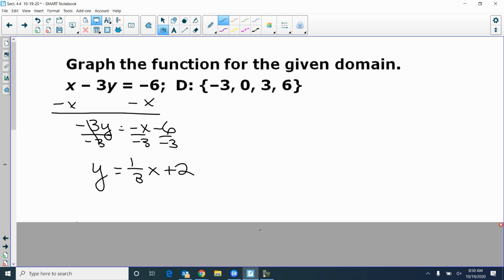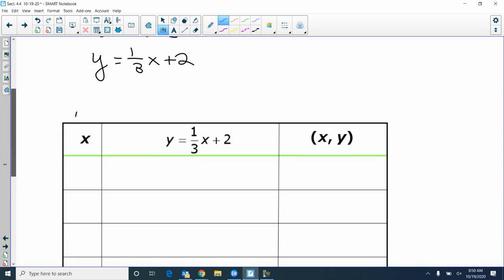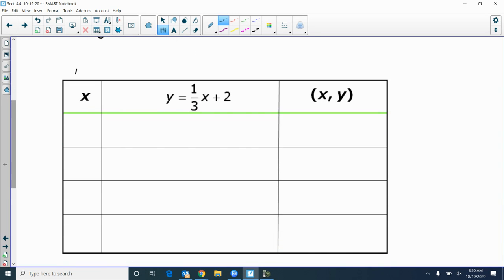All right, now go to step 2. It says substitute the given value of the domain for x and find the values of y. Though it does have the equation shown there, which we just found. Now, what x values, you have them written, right? Negative 3, 0, 3, and 6. And so plug those in to your equation.